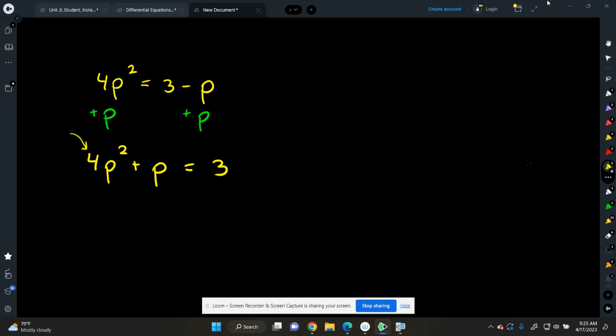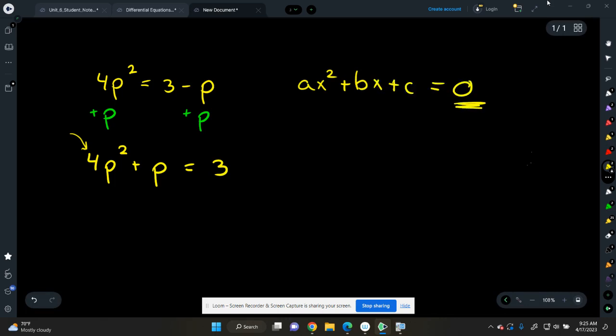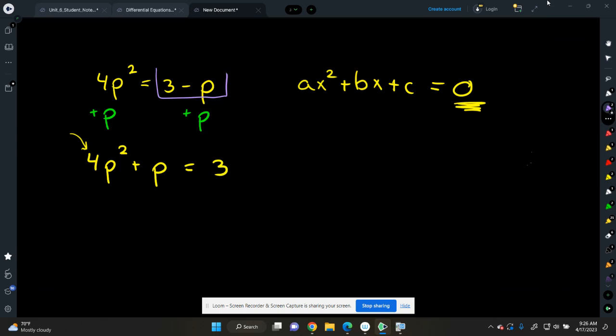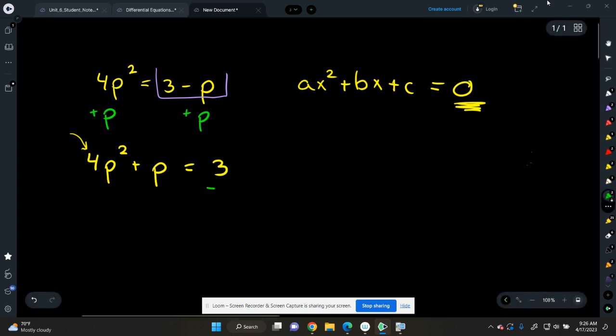Okay, so what I'm doing now, I need my quadratic equation to equal 0. So right now, I have to get this stuff to the other side. We get it to the other side by doing the opposite. So there's a negative p here, so I added p to both sides. How can I move the 3 to the other side? Subtract 3 from both sides, okay?